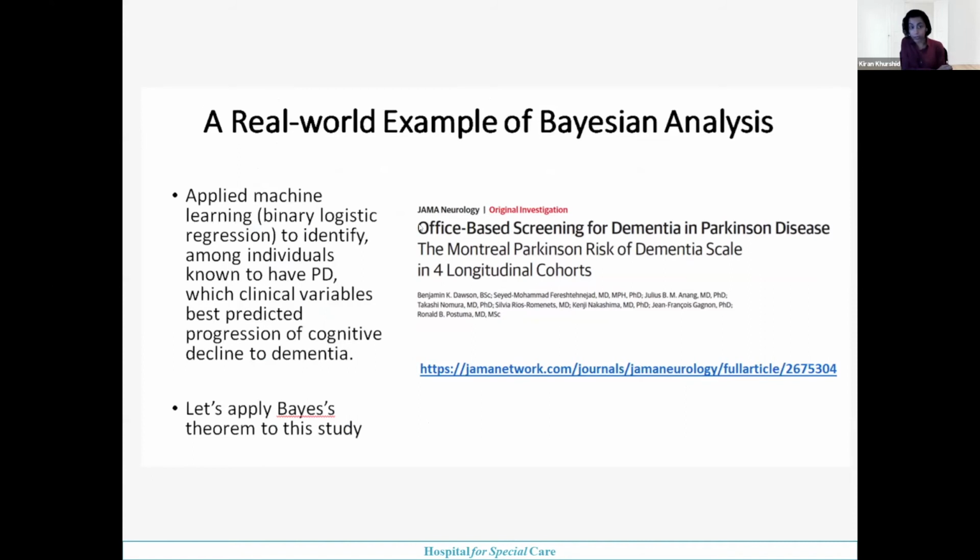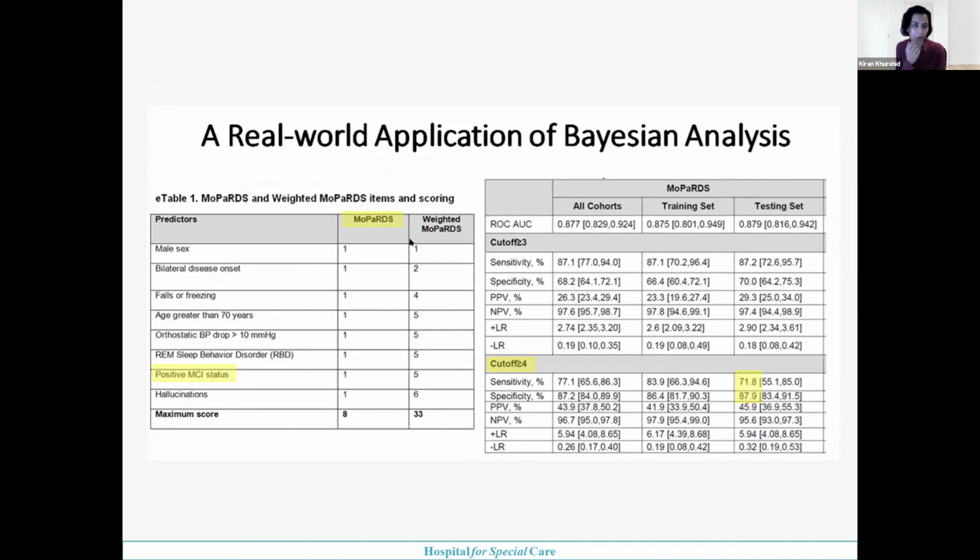I could also go over really quickly another real-world example of Bayesian analysis. There was a great study done by Dawson and his colleagues, and they looked at office-based screening for Parkinson's disease dementia. They developed a scale called the Montreal Parkinson Risk of Dementia Scale, and it applied machine learning to make those posterior predictions. Basically, you have 8 criteria that you can see in table 1. It takes in sex, falls, MCI status, and so forth. And if you meet a cutoff of 4 or more, then you'll use the data on the right in this testing set to calculate the posterior probability.